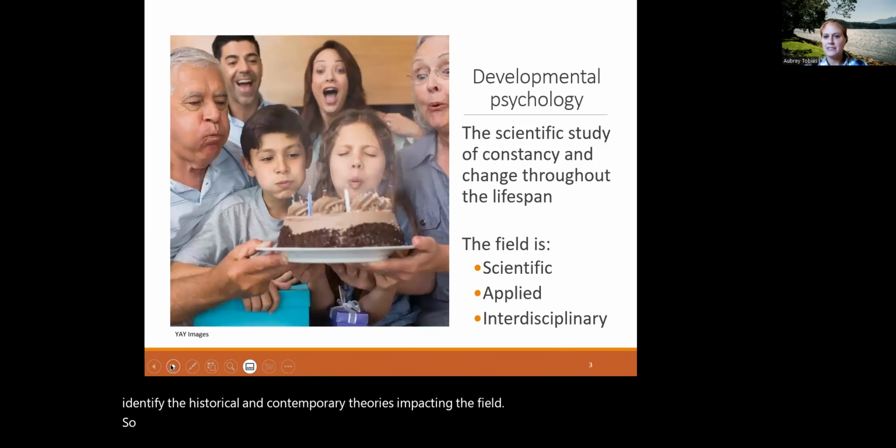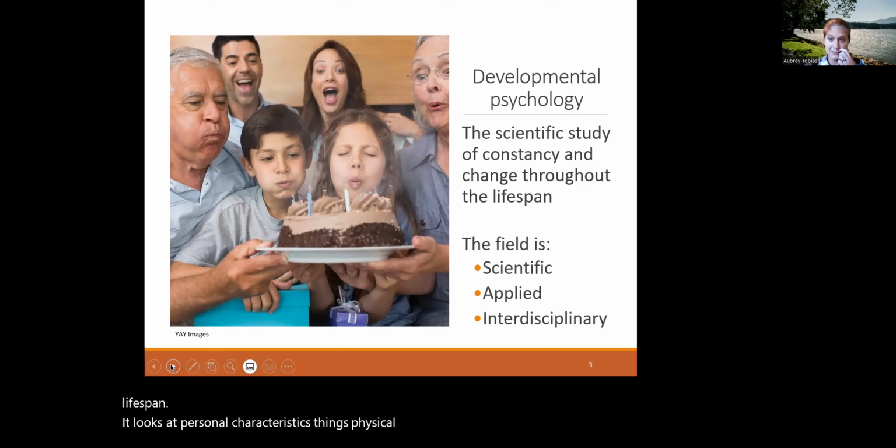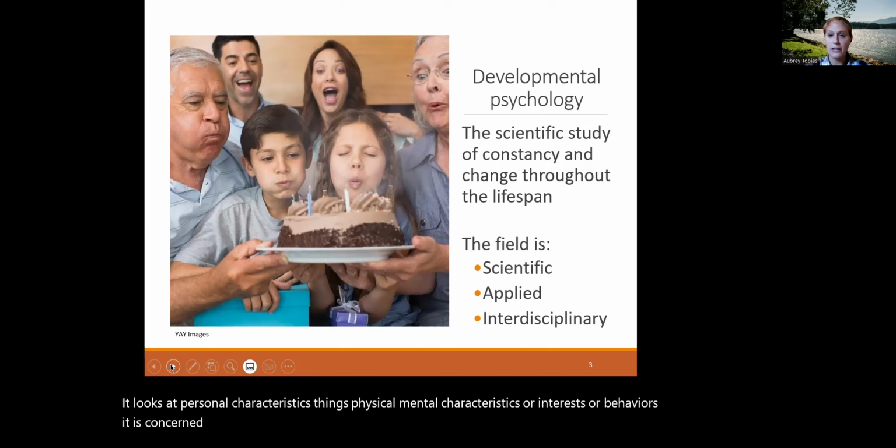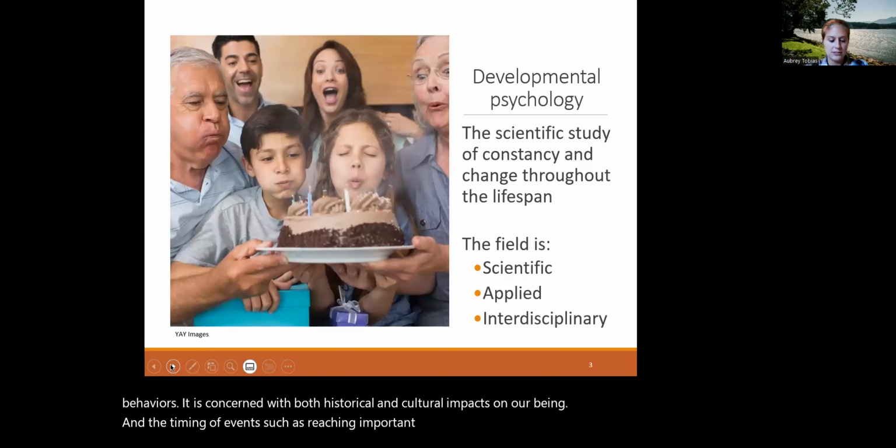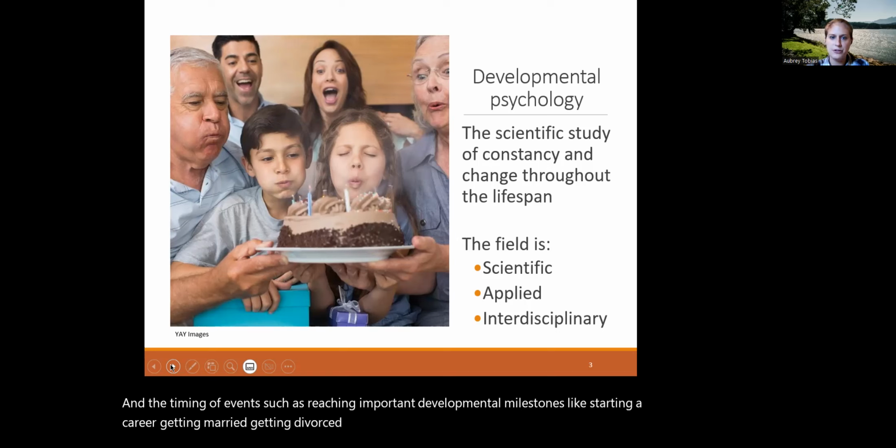So developmental psychology is the scientific study of constancy and change throughout the lifespan. It looks at personal characteristics, things like physical, mental characteristics, our interests, our behaviors. It is concerned with both historical and cultural impacts on our well-being, and the timing of events, such as reaching important developmental milestones, like starting a career, getting married, getting divorced, having children, things of that nature. All of these factors affect consistency and transformations in people from conception to death.